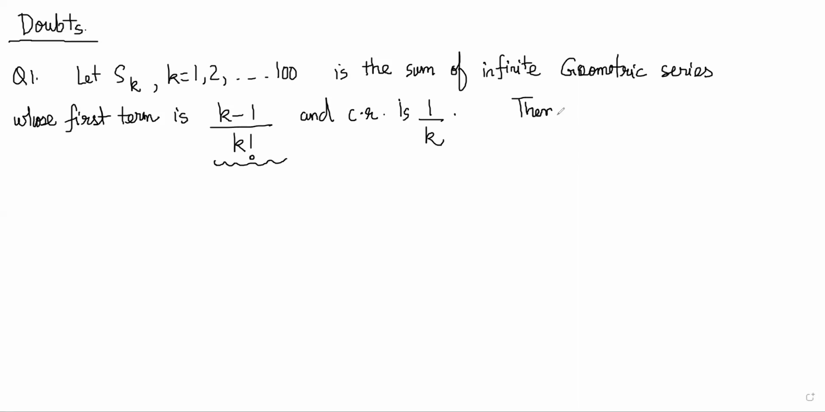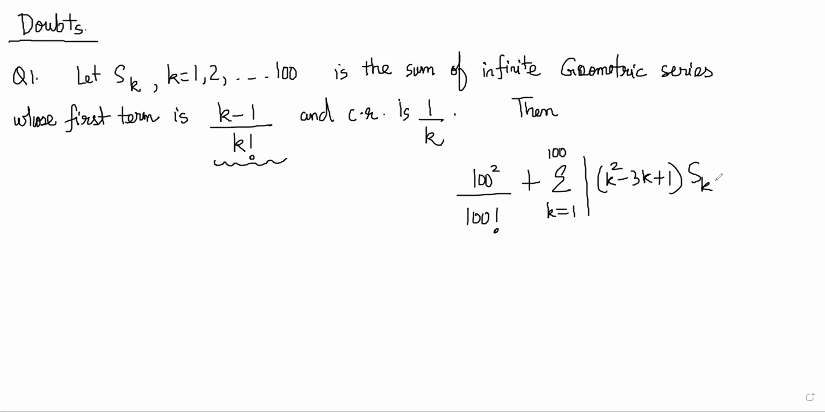Okay, then they are asking us for the value of 100 square by 100 factorial plus summation k goes from 1 to 100 of mod of k square minus 3k plus 1 multiplied by S of k. What is the value of this?